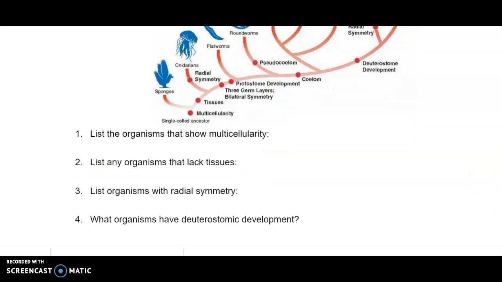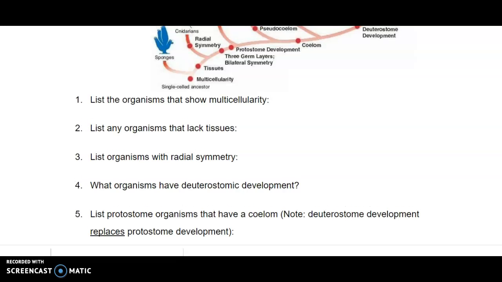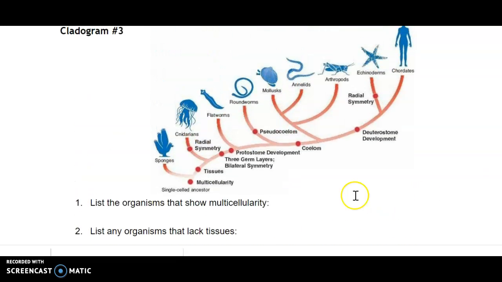Did it say with the coelom? It might have said with the coelom, did it? Protostome organisms that have a coelom. So actually it wouldn't. Those would be protostomes, but the coelom comes in right here.